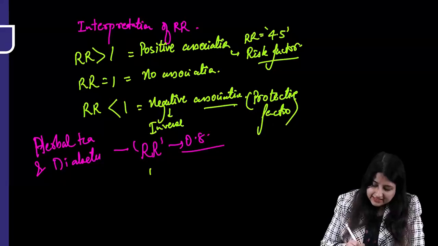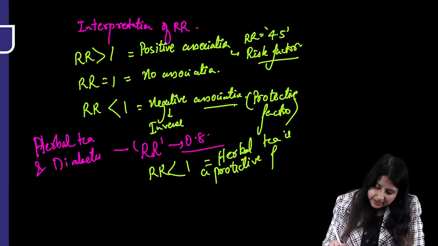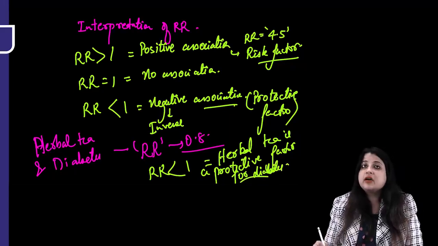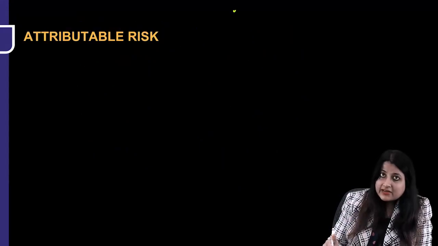So you can very well see that this risk ratio is less than 1. So we can easily conclude that herbal tea is a protective factor. Okay, it's a protective factor for what? It's a protective factor for diabetes. Got it? That's how we interpret relative risk. So that's important. The next one is attributable risk.